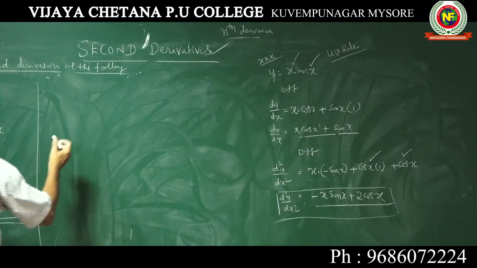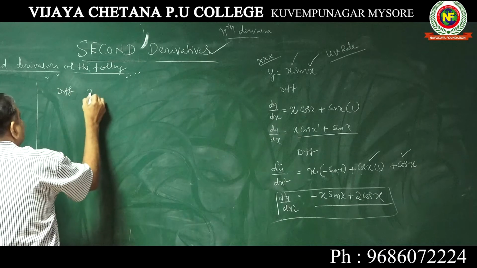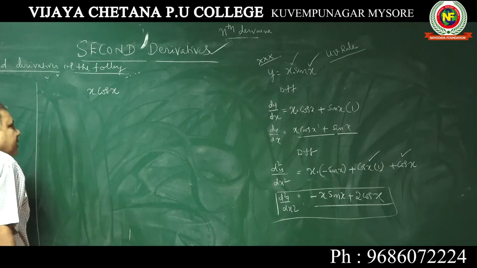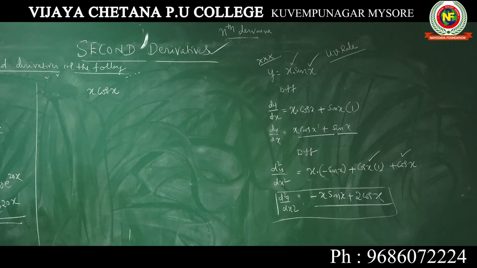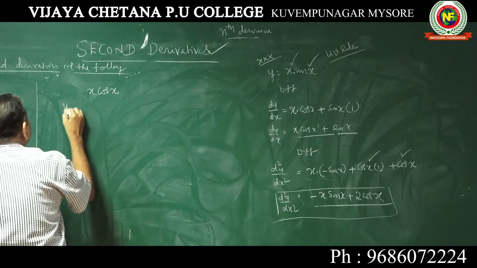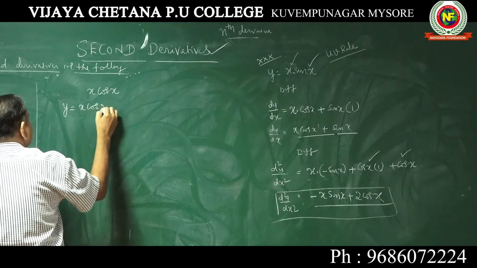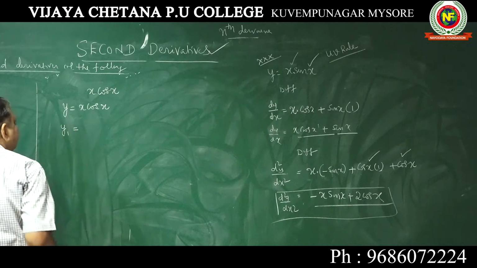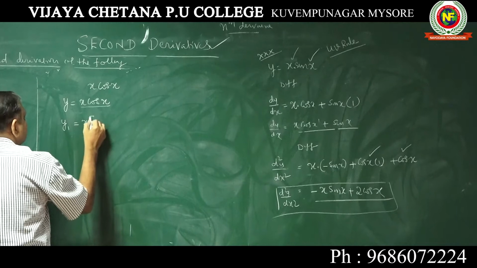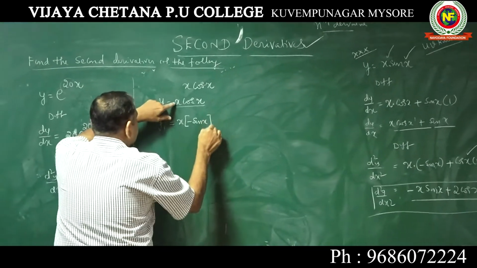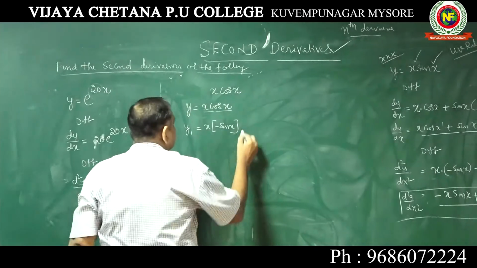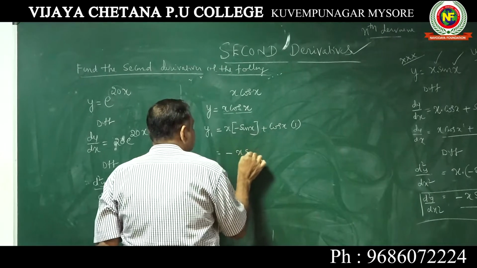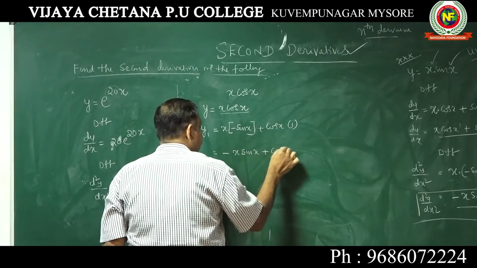Find the second derivative of x cos x. Not differentiate, find the second derivative of x cos x. So y is equal to x cos x. When you differentiate, y1 will be, product rule you have to apply, x into the differential coefficient of cos x, minus sin x, plus cos x into 1, or it is minus x sin x plus cos x. This is your y1.